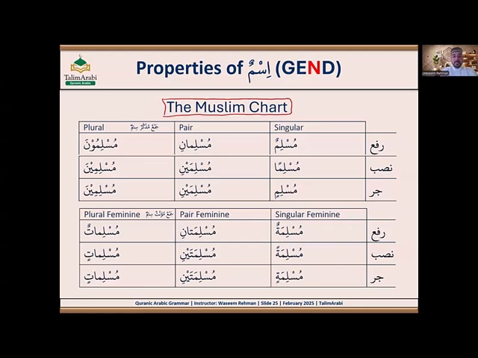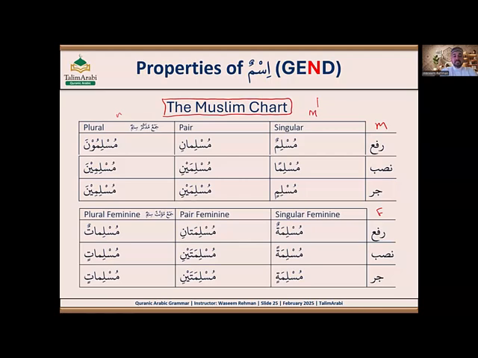If you see, the first column is for singular, the top chart is masculine, and the bottom one is for feminine. The first column is singular, the second column is for musanna, the pair, and the third column is for plural, jamm muzakkar salim because that's the masculine chart, and jamm muannas salim. The first row is in rafa status, then nasab and jar, and the same thing at the bottom.